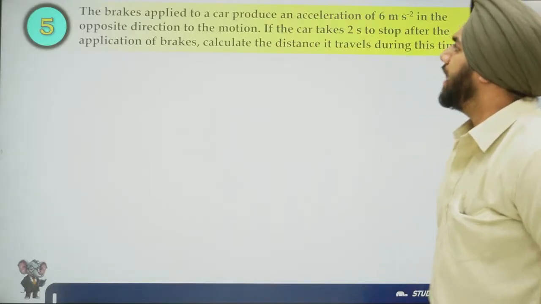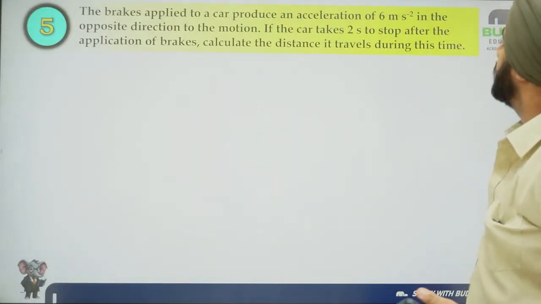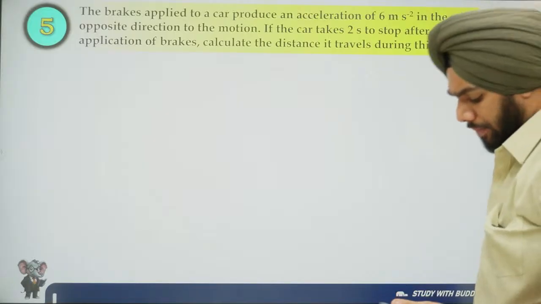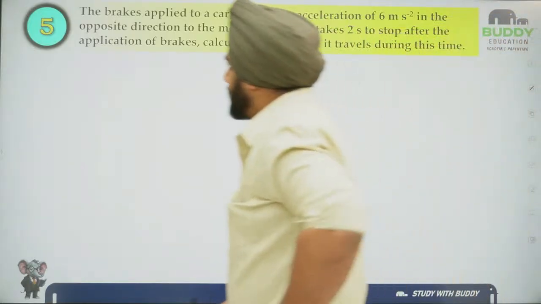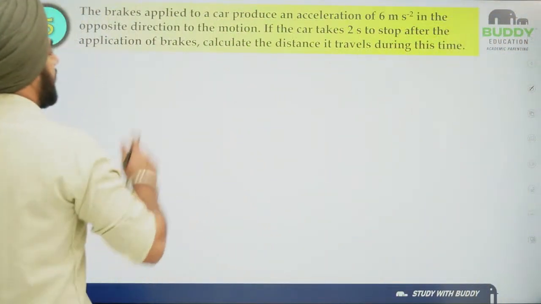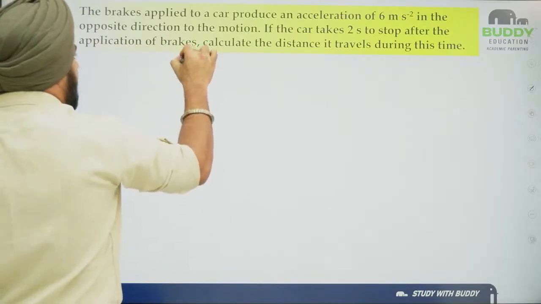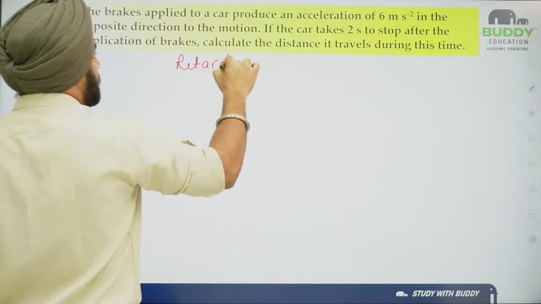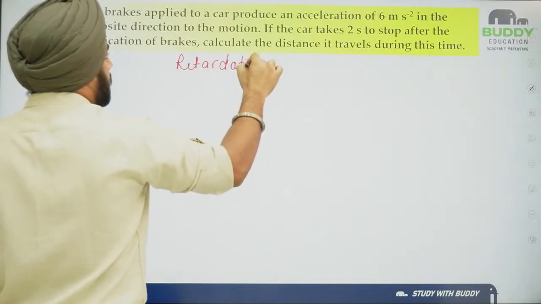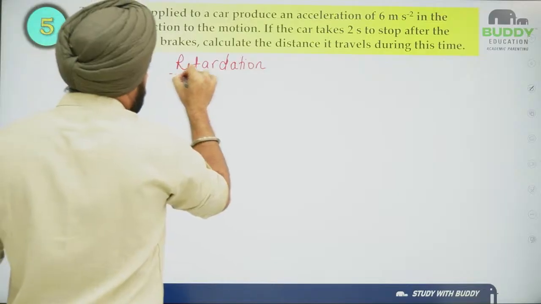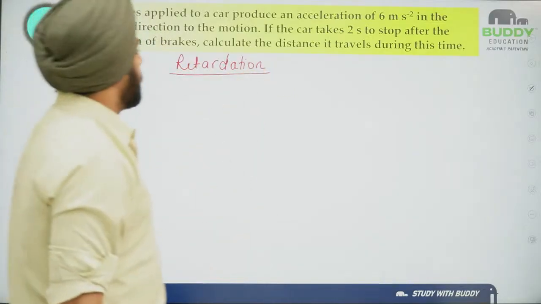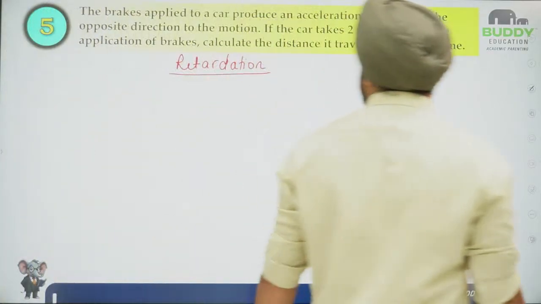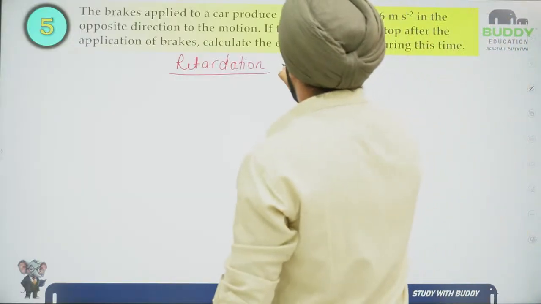The brakes applied to a car produce an acceleration of 6 meter per second square in the opposite direction. So now it is saying 6 meter per second square in the opposite direction, which means we have talked about the retardation. I discussed this in the class where I was discussing most of the theory, right? So what is retardation or negative acceleration?